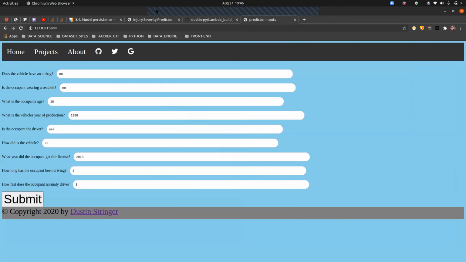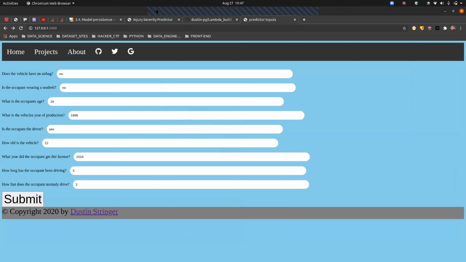So I decided to make an app using Python's Flask framework, which was a challenge all in itself. And I chose to use automotive accident data to predict the injury severity of a car accident.